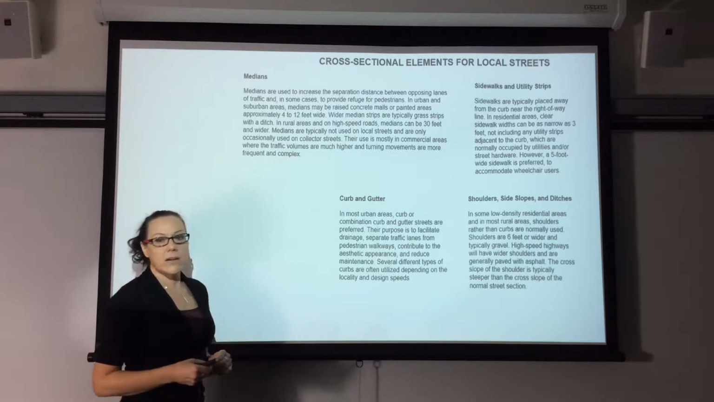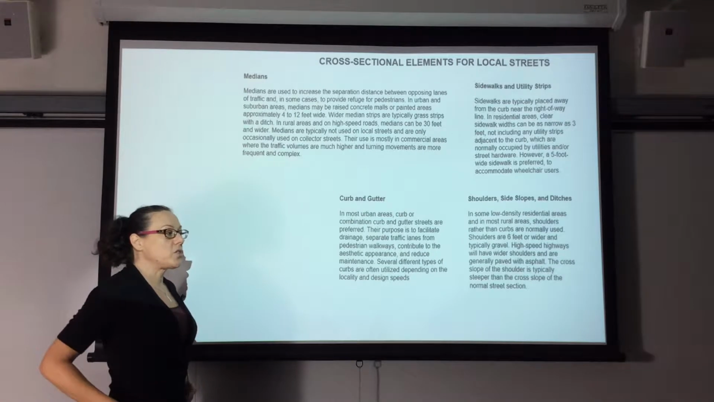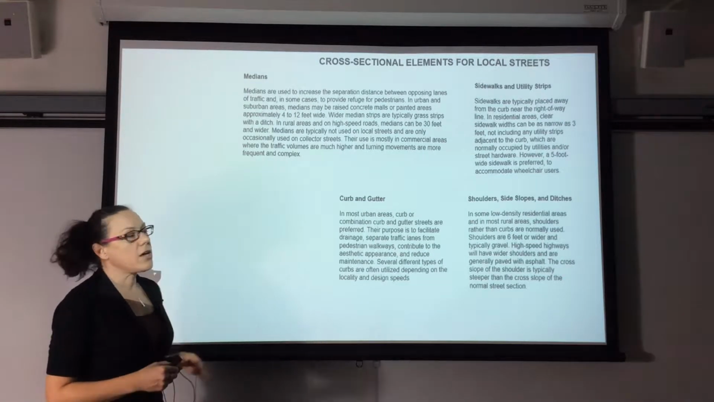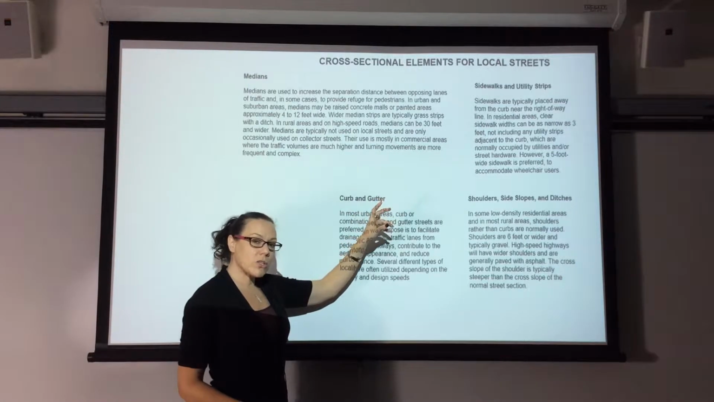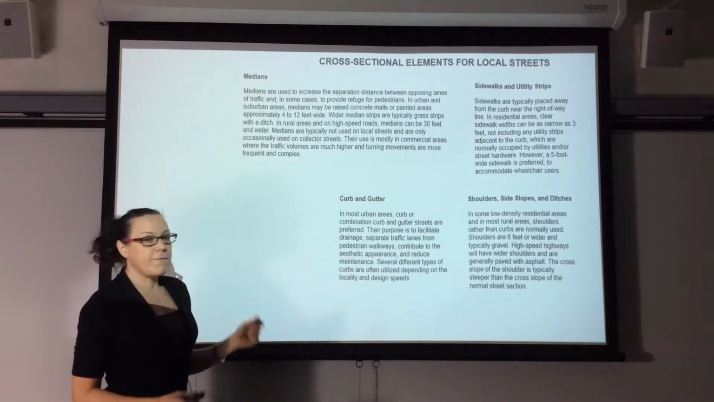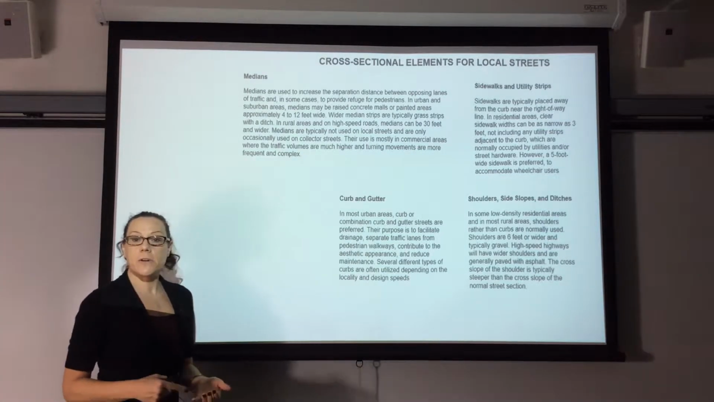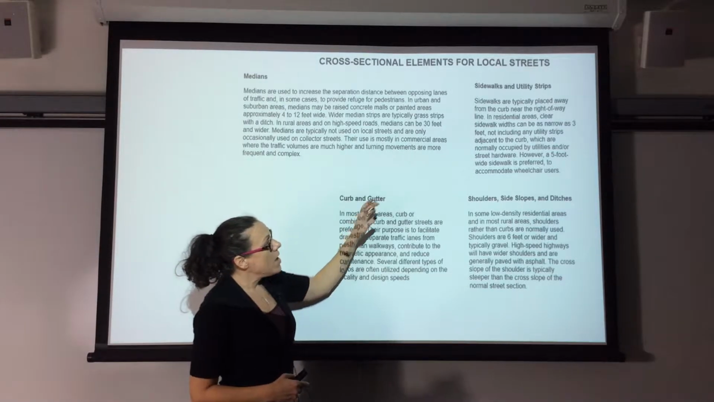You have curb and gutter, so it could be an actual Miami curb that you usually see in the subdivisions, or you could see a raised curb like an F curb. You can look up the DOT indexes for those different types of curbs. You have sidewalks normally required. 5 foot, 4 foot usually is the minimum, all the way up to possibly 8 foot for heavier foot traffic.